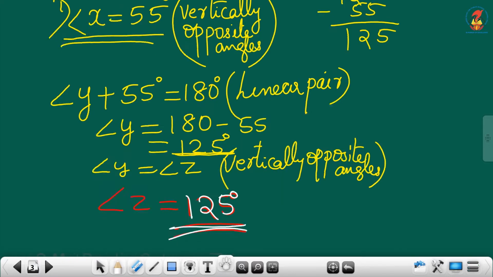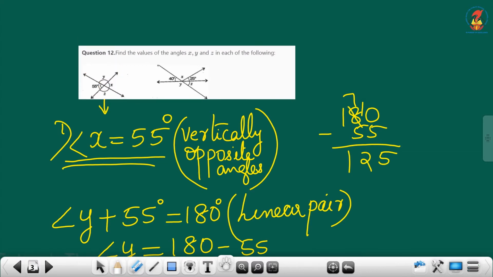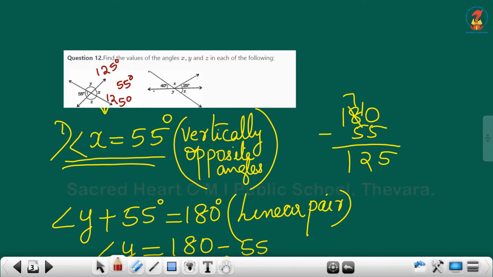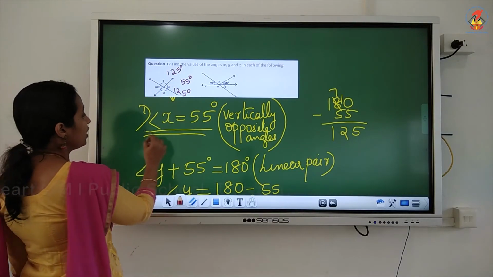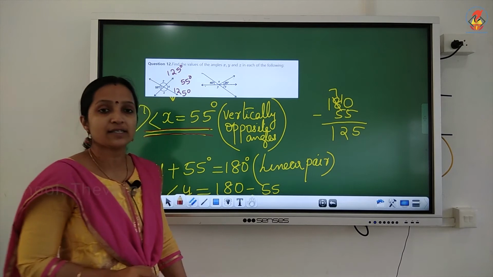So we got the angle measures. Angle z is also 125 degree, angle x is 55 degree, angle y is 125 degree. I hope all this is clear. Angle x and 55 are vertically opposite angles, so their measures are equal. Angle x is equal to 55 degree. What is the reason? Vertically opposite angles are equal.